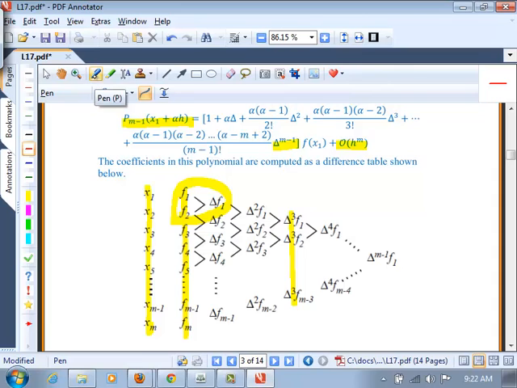Now you can think of delta F4 being a forward difference for F4 or a backward difference for F5, right?